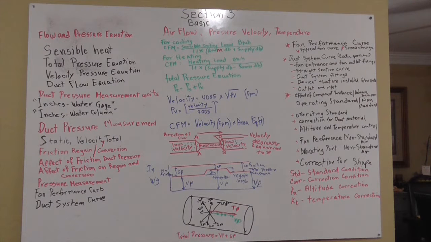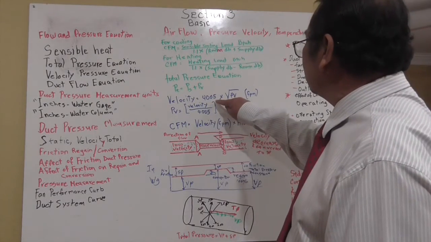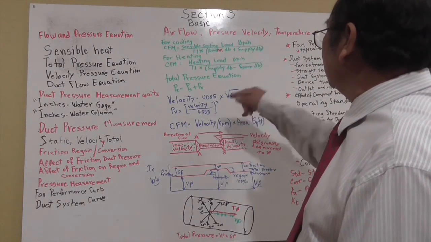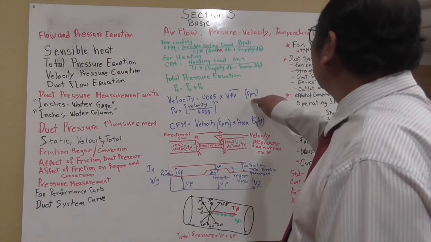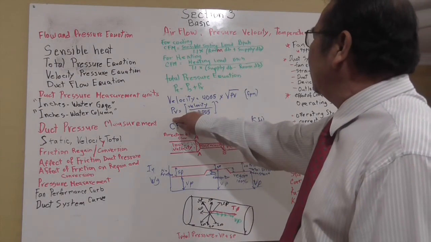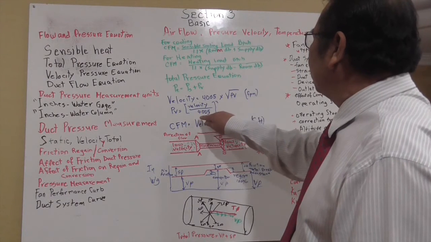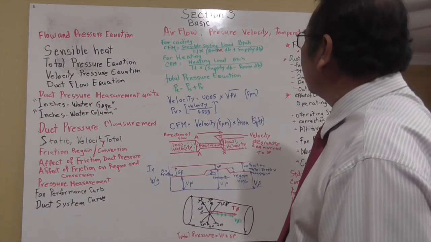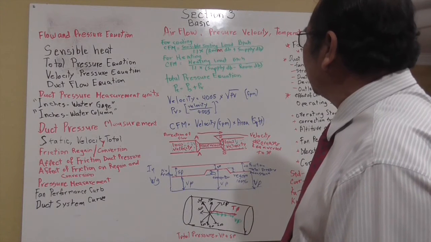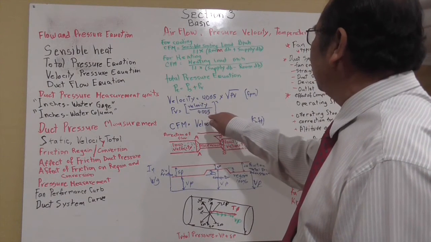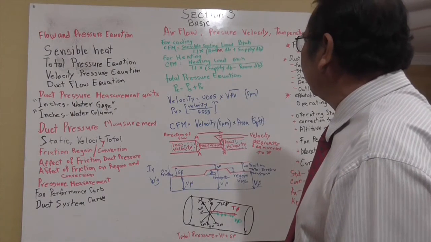Okay? And then that's your total pressure. So the one we're gonna get now is the velocity. Velocity equals 4,005 times the square root of velocity pressure, and the unit is feet per minute. And then PV, the velocity pressure, is equal to velocity divided by 4,005, squared.